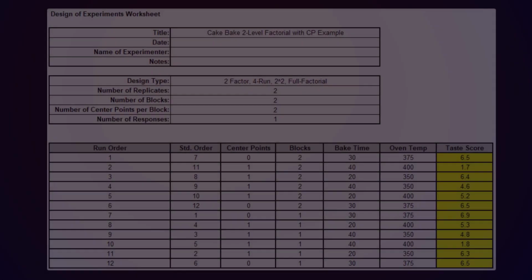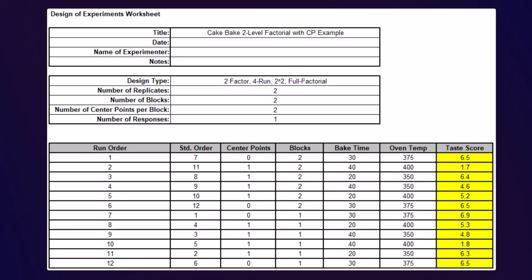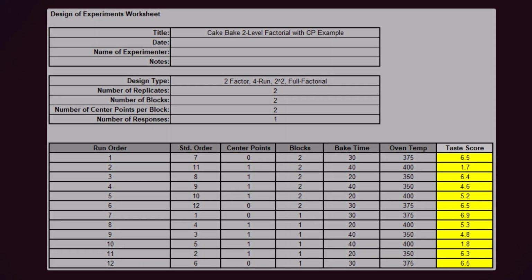This example uses a 2-level factorial screening design with the factorial plus center point portion of a response surface layer cake baking experiment given in the SigmaXL workbook. The response variable is taste score on a scale of 1 to 7, where 1 is awful and 7 is delicious. Average score for a panel of tasters has been recorded.